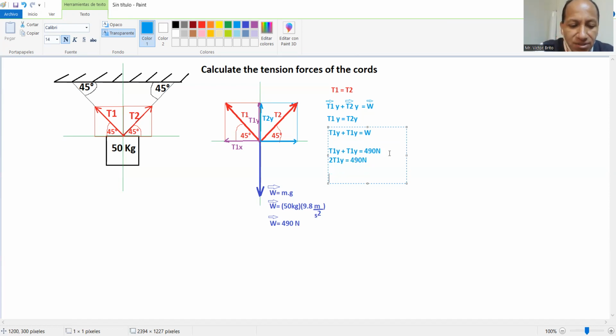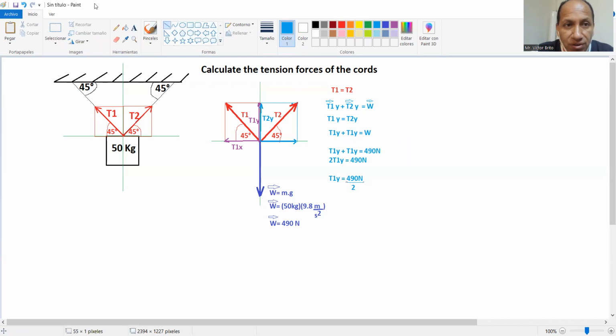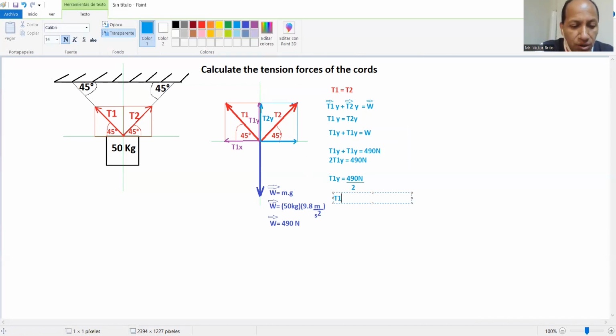So that means that the tension 1 in Y equals 490 newtons divided by 2, right? So that means it's distributed into the two tensions in Y. And if I do so, the tension 1 in Y equals that division. Specifically, if you're using the scientific calculator, you're going to have 245 newtons. If that is tension 1 in Y, since both values are the same, I know that the tension 2 in Y equals 245 newtons.